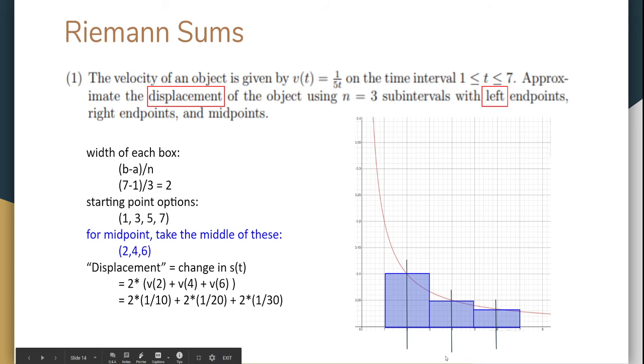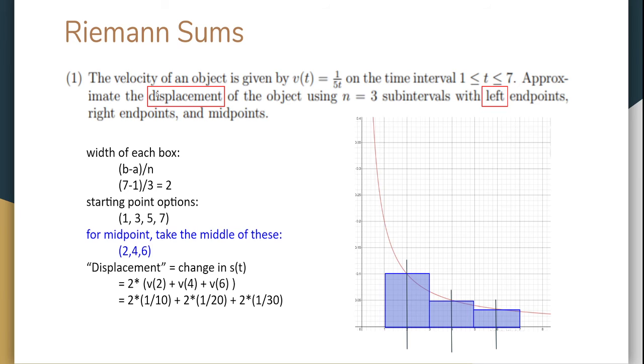And I go ahead and put these lines here to make it a little clearer where I'm getting these values from. So at v of 2, my height is going to be 1/10 or 0.1, and then I multiply that by 2. Then at v of 4, it's 1/20 or 0.05 times 2, and finally we get 1/30 times 2 for this final box. And that gives us our full displacement.